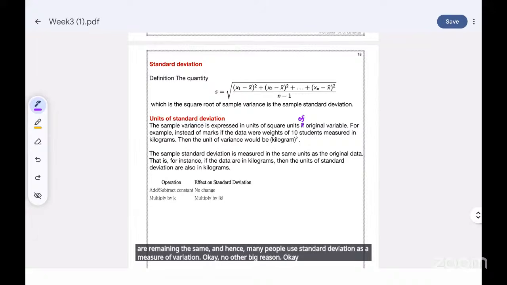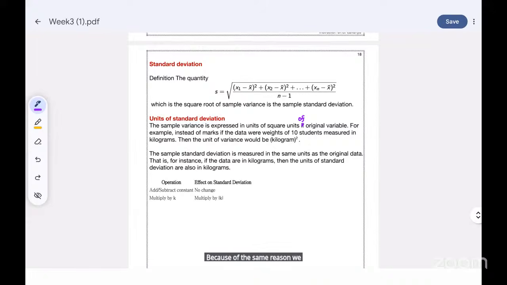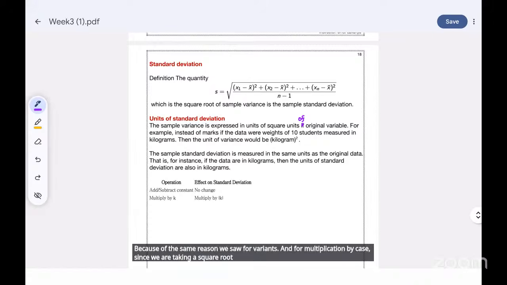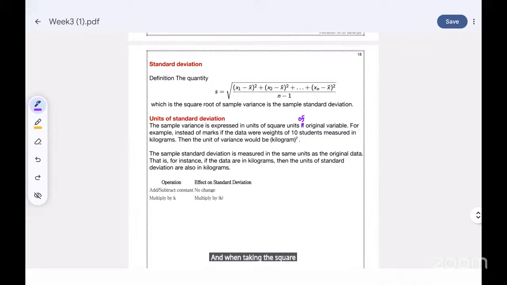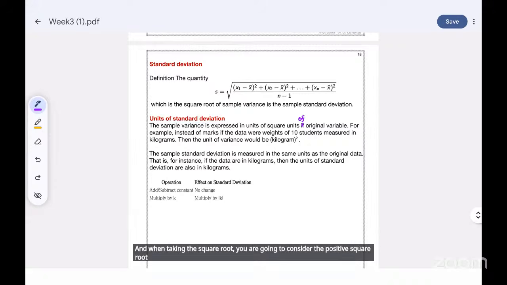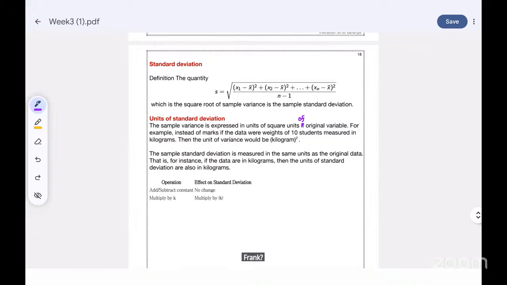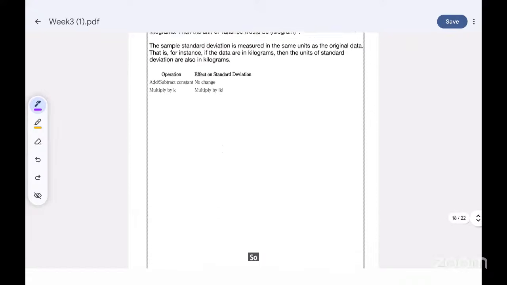Okay, and for standard deviation, a similar kind of change can be expected. For adding or subtracting a constant, the effect on standard deviation is nil, for the same reason we saw for variance. For multiplication by k, if it is multiplied by k, variance will be multiplied by k square. And when taking the square root, you consider the positive square root and hence multiply by mod k. Okay, fine. So this is about standard deviation.